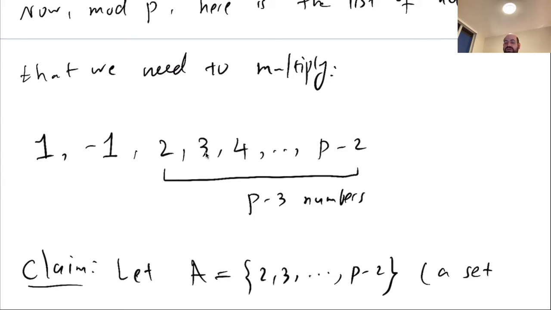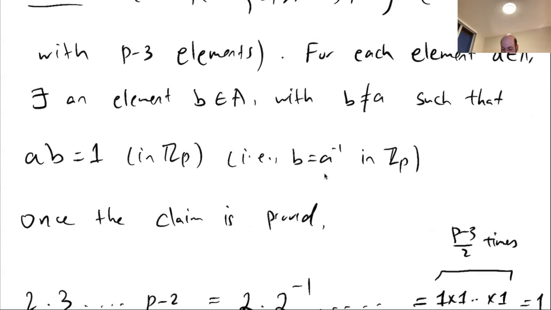What is the inverse of 3? The inverse of 2 and the inverse of 3 depend on P. It could be maybe P minus 2, maybe P minus 5, depending on the value of P. But because I want to give an argument that works in general, I cannot say which of these numbers the inverse of 2 is. I can only say that the inverse of 2 is one of these numbers, which one I don't know. That depends on P. So the inverse of 2 is one of these numbers, either 3 or 4 or all the way to P minus 2. I called it 2 inverse.